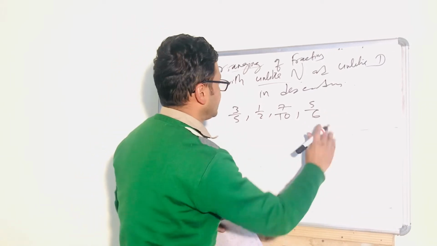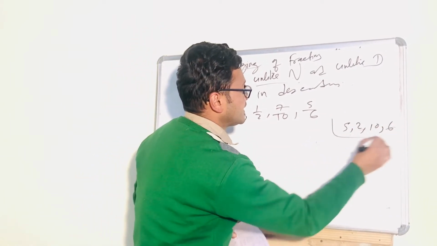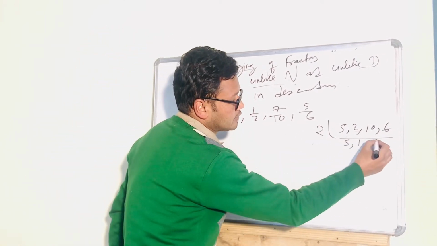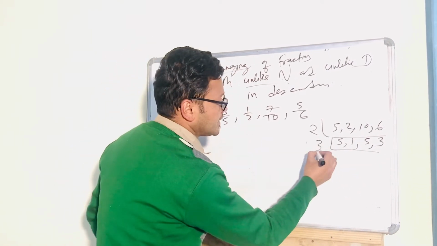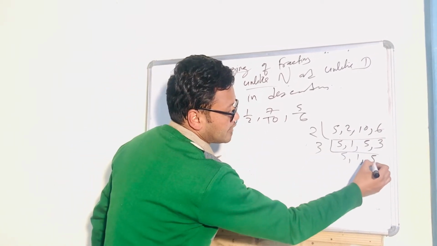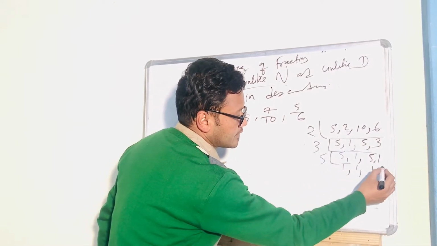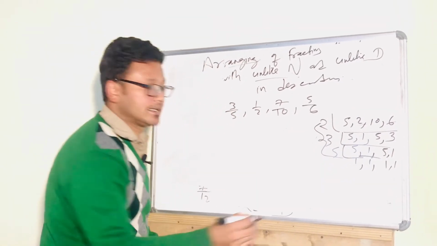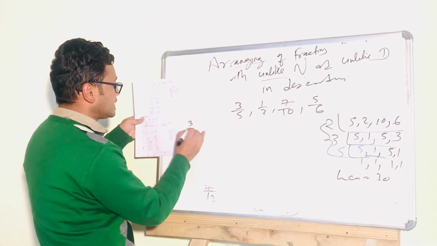Now again, the LCM of 5, 2, 10, 6. Okay, we have to take the LCM first. 2 1s are 2, 2 5s are 10, 2 3s are 6. Now again 5, 5, 3: 3 1s are 3, 5 1s are 5, 5 1s are 5, then 2 3s are 6, 6 5s are 30. 30 is the LCM.